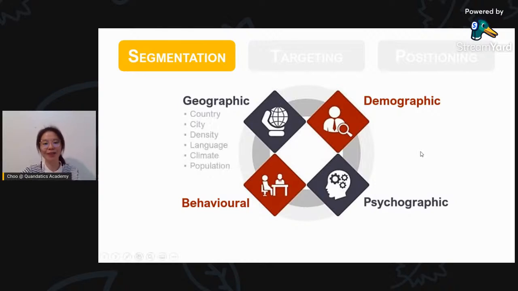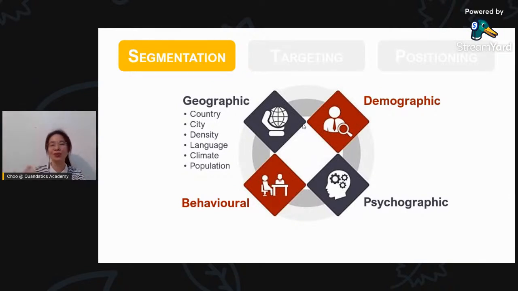Geographic segmentation considers the factors that are affected by location. So, for example, I can determine the geographic characteristics of a customer by using what is his country, where is he from, the language he speaks, what is the population in that area, what is the climate in that area, and so on. Every possible factor that is affected by location is considered under geographic segmentation.